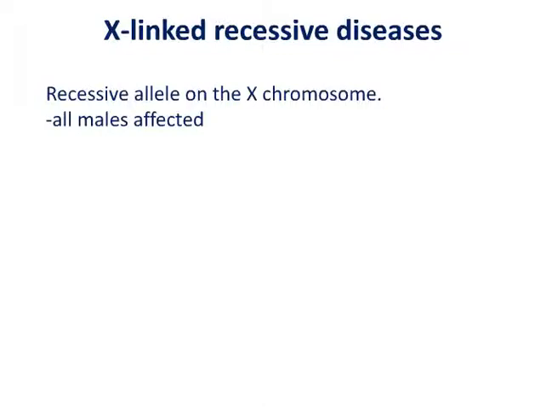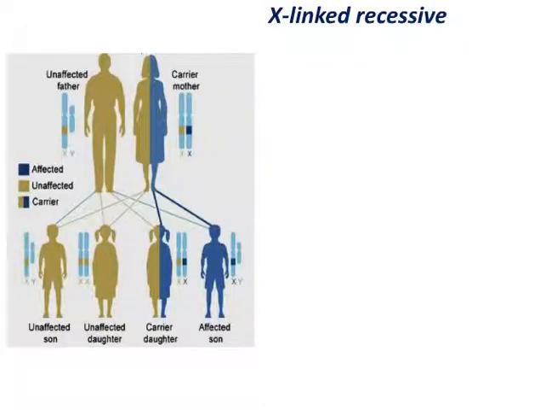The disease expression in these individuals is usually milder than an affected male, as they typically have at least a small population of active X chromosomes carrying the wild-type allele. Some well-known X-linked recessive diseases and traits include hemophilia A and hemophilia B, Duchenne muscular dystrophy, and red-green color blindness.